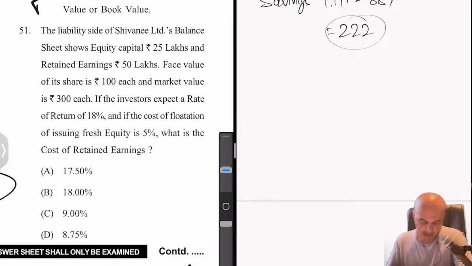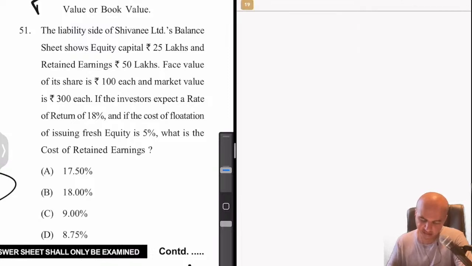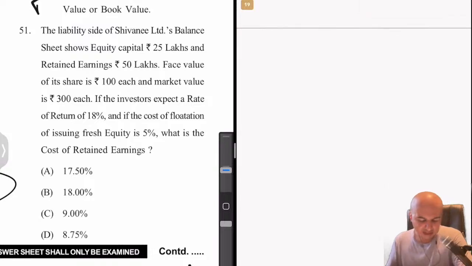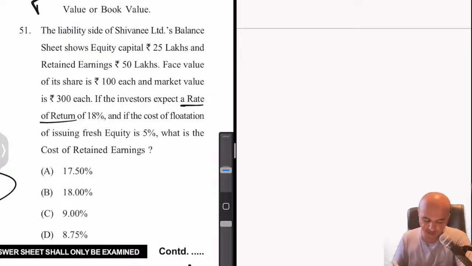Okay, in this case we have a numerical problem. That's interesting. At least a few of the questions are practical in nature. The liability side of Shivani Limited's balance sheet shows equity capital of 25 lakhs and retained earnings 50 lakhs. Face value of its share is 100 each and the market value is rupees 300 each. If the investors expect a rate of return on equity of 18%, and if the cost of flotation of fresh equity is 5%, what is the cost of retained earnings? Oh, it looked like a practical question, but in fact it is a theoretical question.